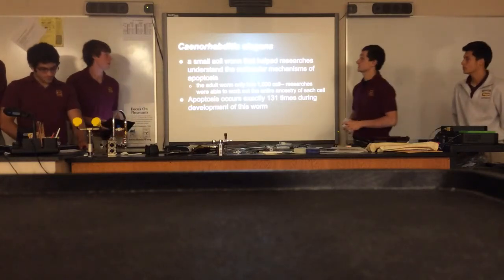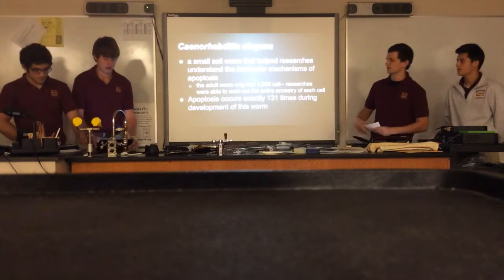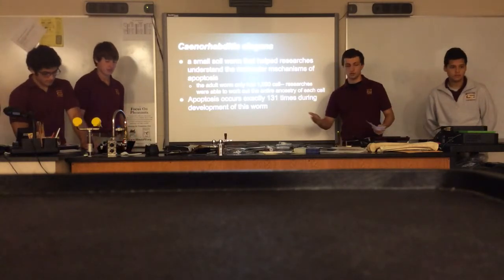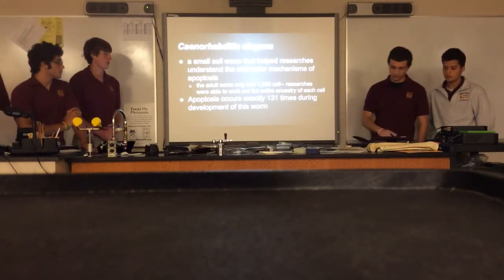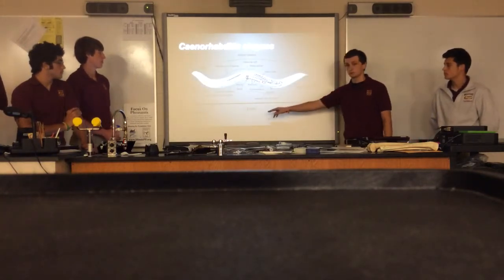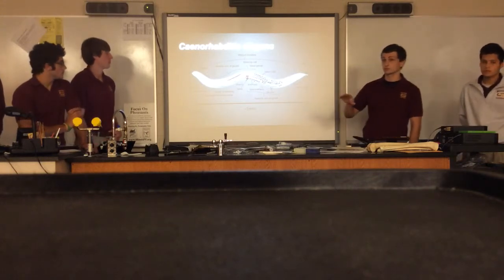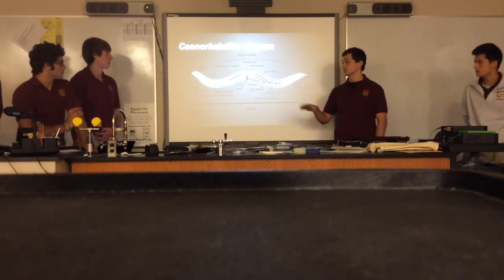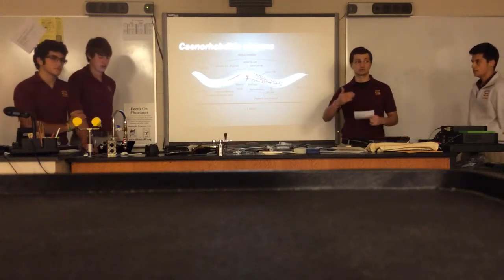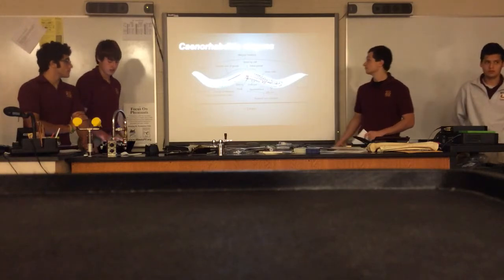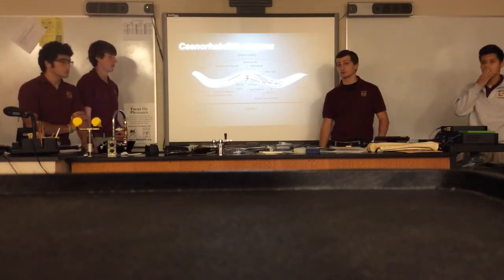Caenorhabditis elegans, or as I'll abbreviate it, C. elegans from now on, is where we get pretty much all our knowledge of apoptosis from. It's a very small soil worm. Here's a picture of it. It's only 1 millimeter in length. It only has 1,000 cells total. So it was easy for researchers to track the entire ancestry of all their cells and see exactly which cells died and which cells stayed alive. They found out that apoptosis occurred exactly 131 times in this organism.